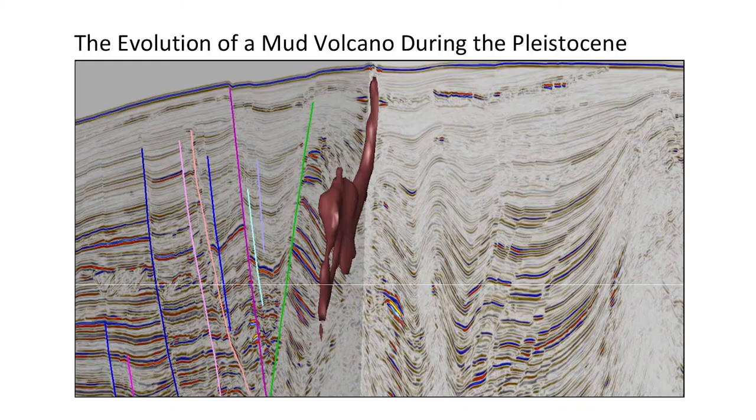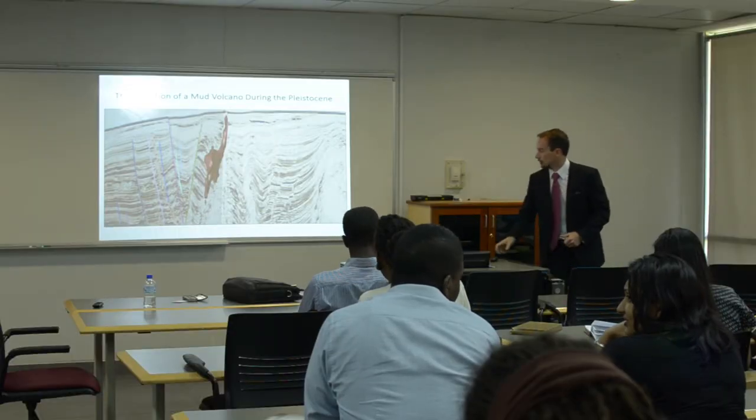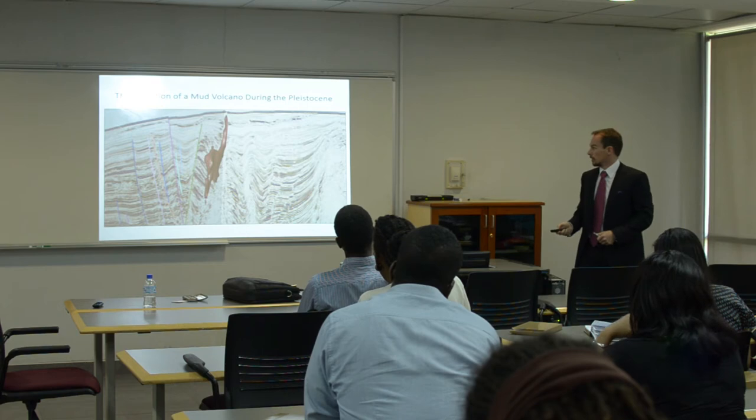So, some of them are more complex than just straightforward pipes or Christmas tree structures around. This one, for example, started growing in this position, and you see the classic bright spots associated with it. But then the activity stopped here, and it shifted across to here, and started building up, and it's penetrating through the seafloor today. So the evolution of these things can be quite complicated.